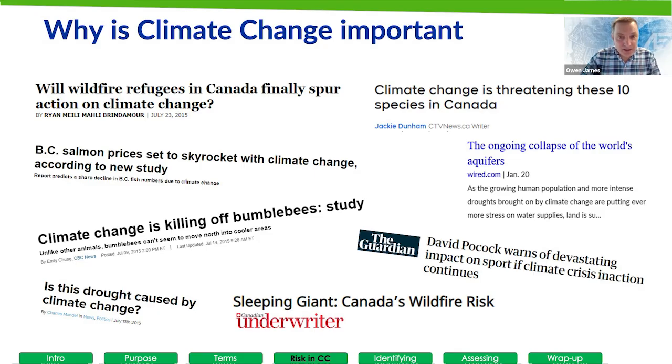And there was one here, David Pocock warns of devastating impact on sport if climate crisis inaction continues. So I thought this was quite funny. If things are going to start impacting us watching sport or being able to play sport, well, that's really starting to impact me. So we better do something about it.